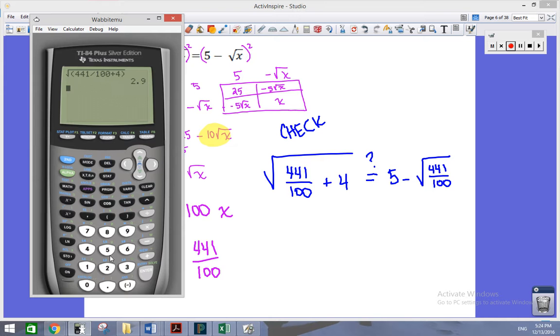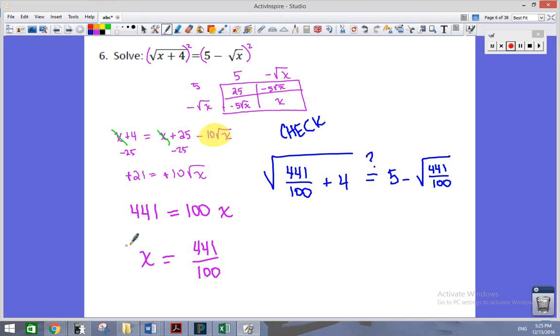On the right-hand side, 5 minus the square root of 441 divided by 100. Hey, it's 2.9, so it is checking, and now I have every confidence that this is the correct solution to that.